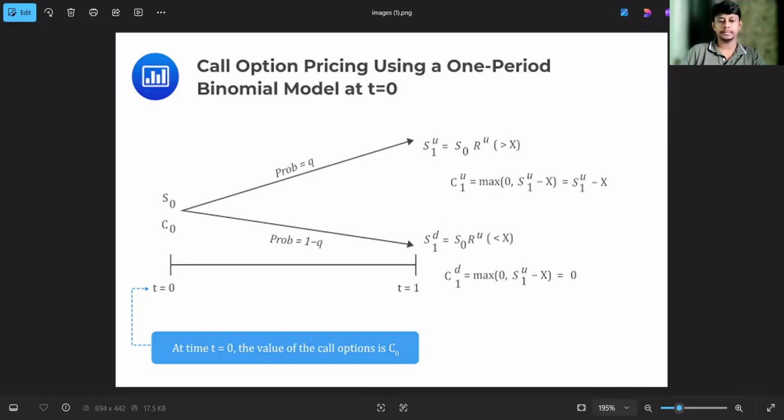Binomial tree. So now we are going to discuss the binomial tree.